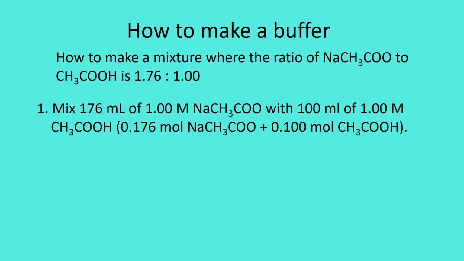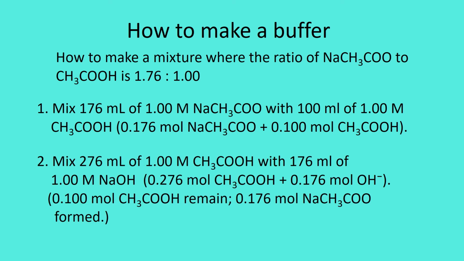So for example, we could mix 176 milliliters of 1 molar sodium acetate with 100 milliliters of 1 molar acetic acid. In this case, we'd be mixing 0.176 moles of acetate with 0.1 moles of acetic acid, and thus coming up with the 1.76 to 1 ratio. In my example, I arbitrarily picked 1 molar. Really, you could use any 2 solutions where the concentration was the same.